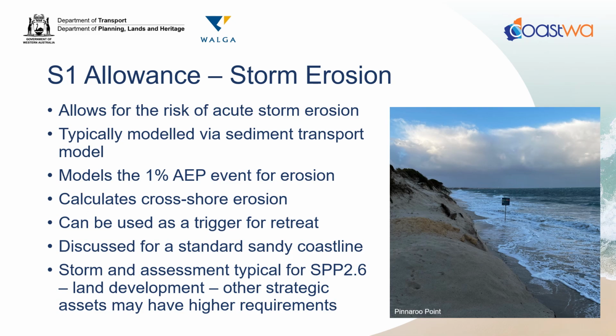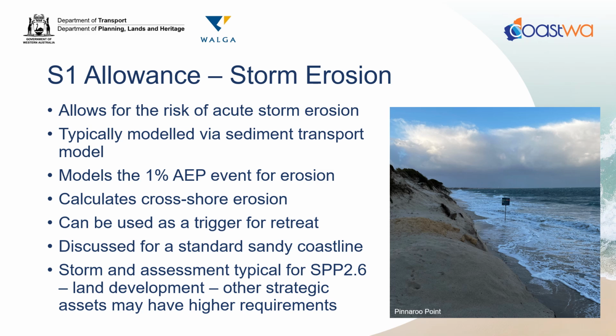The first allowance, the S1 allowance for storm erosion, allows for the risk of acute storm erosion from a single storm event or a series or sequence of storm events. The picture from Peppermint Grove on the right-hand side shows your classic storm event on a sandy beach, where we've got waves and water levels acting on the back of the dunes and eating away at the base of the dunes. What we typically do is model that storm event via a sediment transport model, such as SBEACH or XBeach. We'll input to that model the 1% AEP event for beach erosion, and we'll calculate from the output a cross-shore erosion distance, which will be used as that allowance.